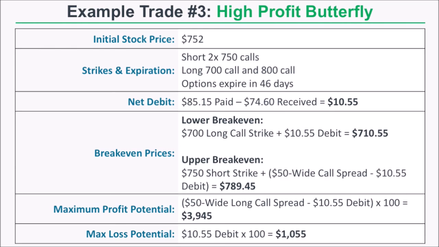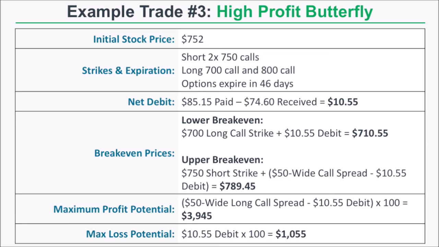Now for this butterfly, we're going to pay a net debit of $10.55, and this brings our lower break-even price to $710.55 and our upper break-even price to $789.45. Now our maximum profit potential for this particular trade is going to be the long call spread width of $50 minus $10.55, which is the debit we paid, times 100, which comes out to $3,945. So this long butterfly is really no joke.